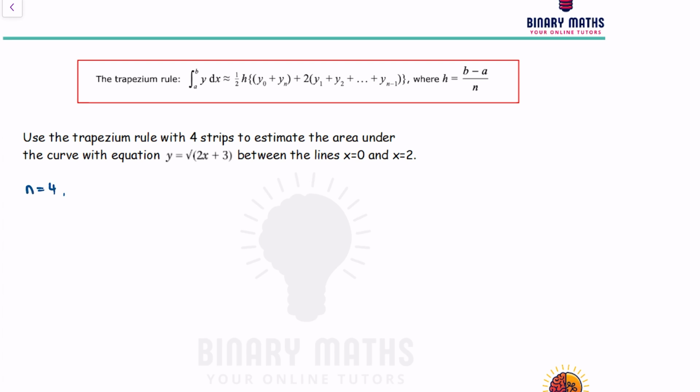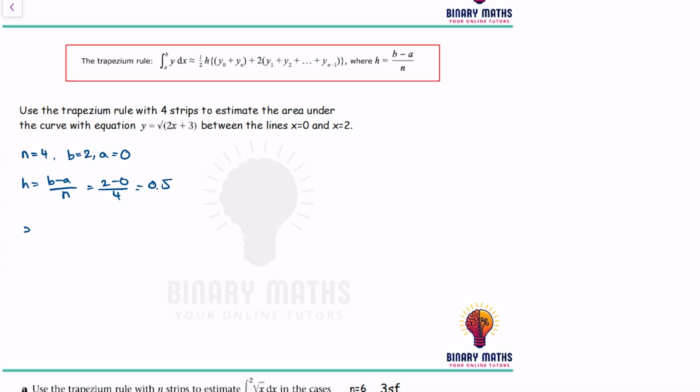So in this question, the number of strips is equal to 4, so n is equal to 4. My b is equal to 2, and my a is equal to 0. So that means h, which is equal to b minus a over n, will be equal to 2 minus 0 over 4, which is equal to 0.5.